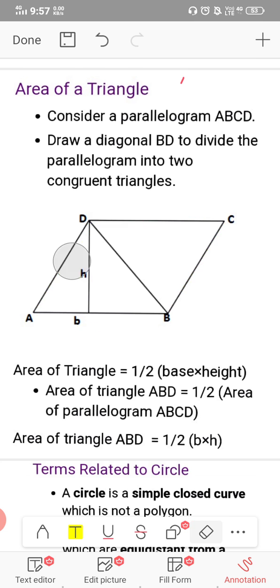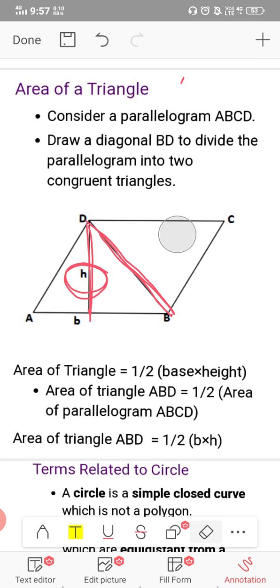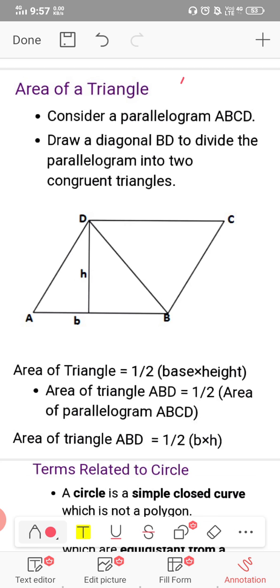parallelogram ABCD. Here you diagonally divide it from B to D and then draw a perpendicular line from D to the baseline, which gives you the height of that triangle. When we divide a rectangle or a parallelogram diagonally, we get two triangles. The first triangle is BDC and another triangle is ABD.